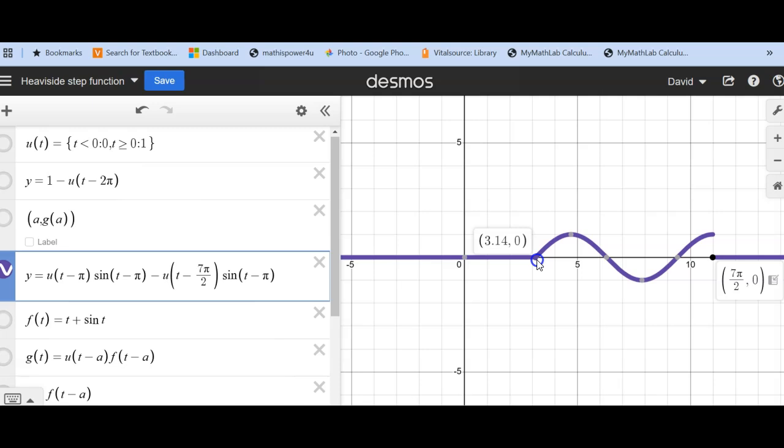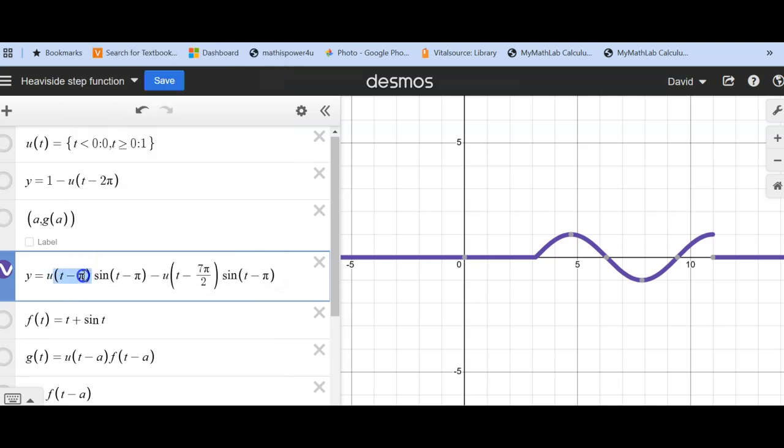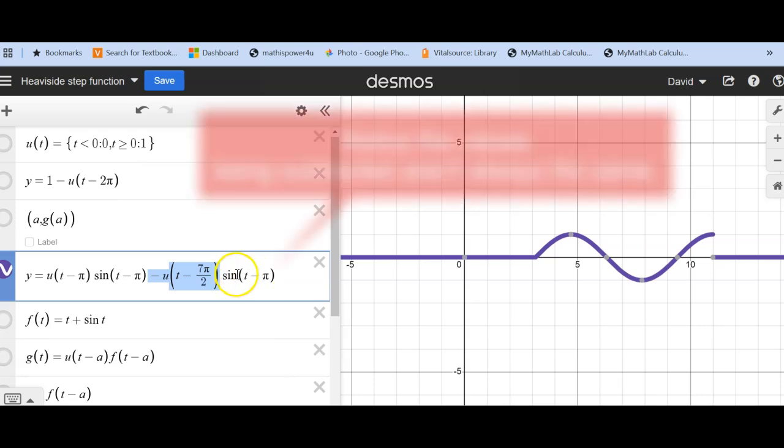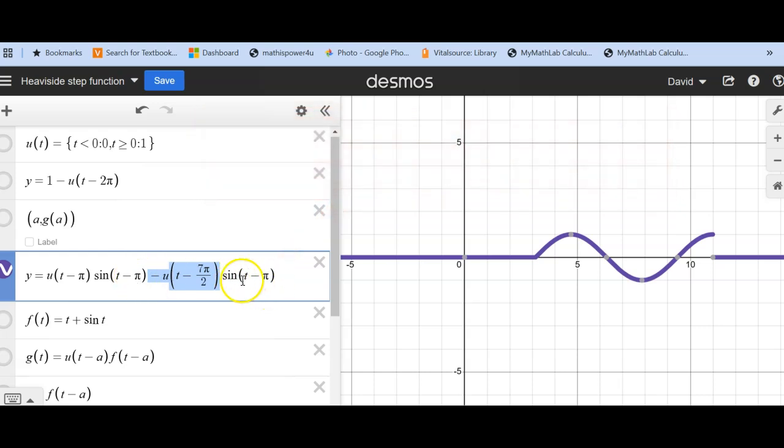Right here at pi, it's turned on. So there's nothing at 0, and then when we get to pi, it turns on. And when we get to 7 pi over 2, it turns back off. So it's just the sine function for that tiny little blip between pi and 7 pi over 2. So positives on the Heaviside function turn it on, negatives on the Heaviside function turn it off. And then this is the function that I'm turning on and off. And notice it is the original where I turned it on, t minus pi, is what that needs to be where I want to turn it off.